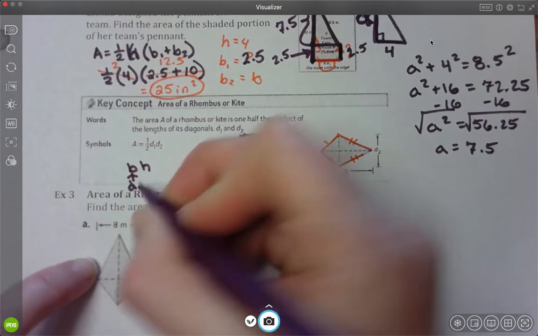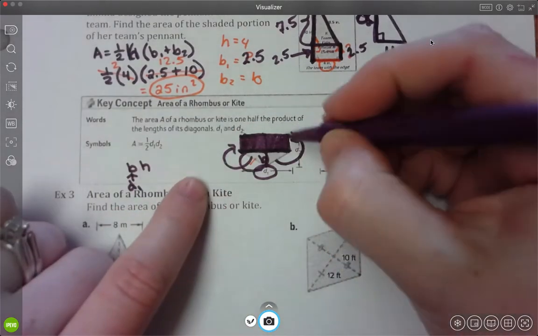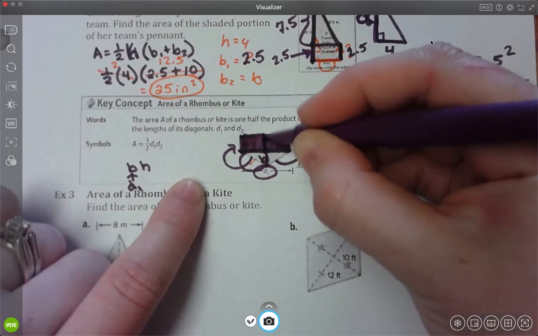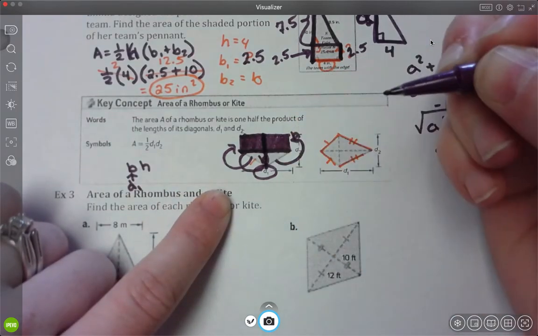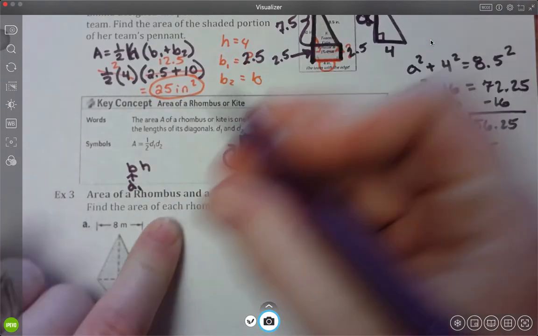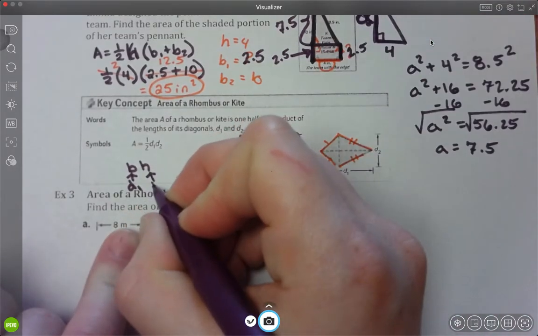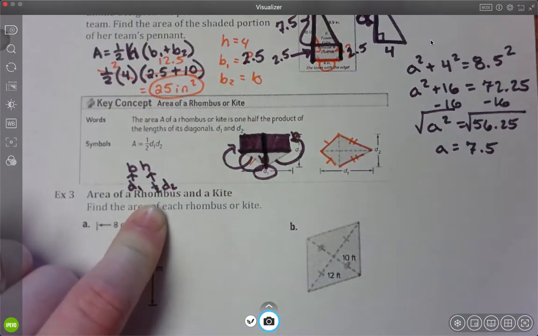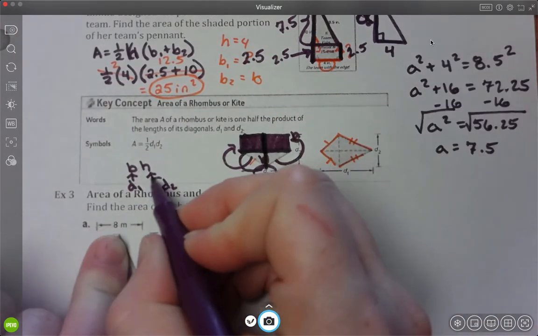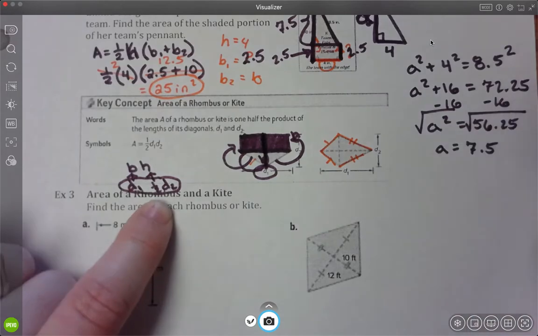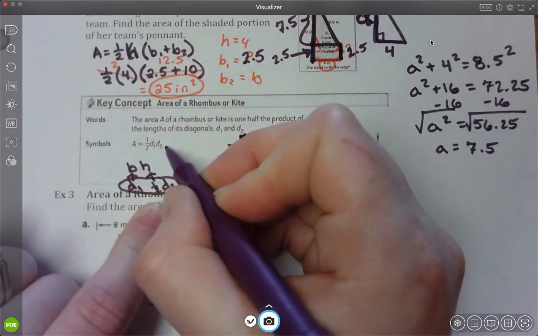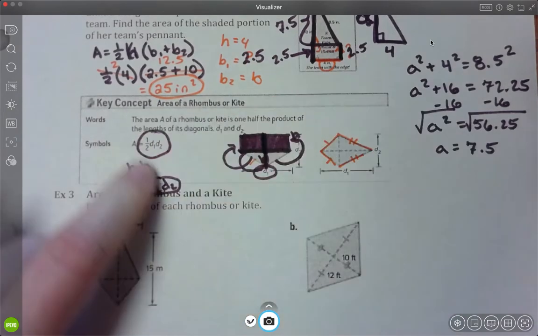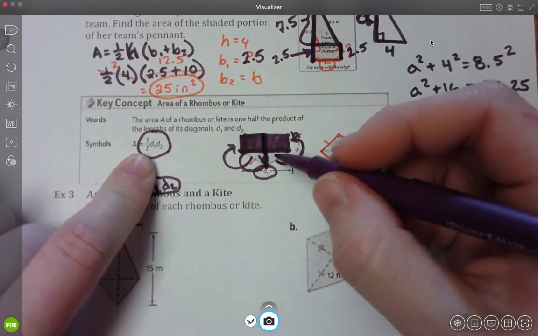So I'm going to take base times height, but the base in this case is D1. But the height is only this length. D2 is the length all the way from here to here, but I'm only doing half of the length of D2. So my height is going to be half of D2. If I lump all of that together, I have D1 times half of D2, and they have reordered it as half D1 D2. So this is how I'm going to find the area of a rhombus or a kite.